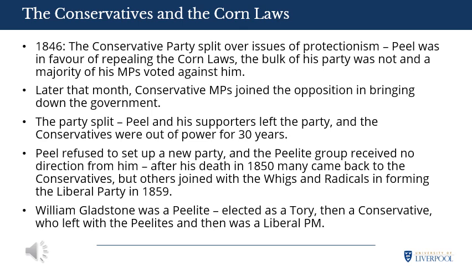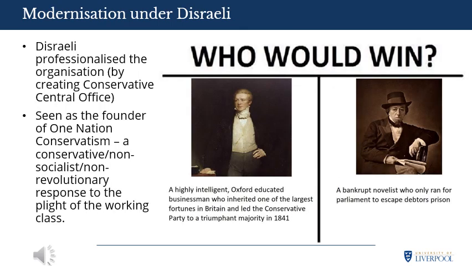Many drifted back into the Conservative Party, but eventually the bulk of Peelites joined with the Whigs and the Radicals to form the Liberal Party in 1859, where they were more at home with their free trade instincts. The Conservatives formed a series of minority governments under Lord Derby, but they would not win an election again until 1874 under Benjamin Disraeli.